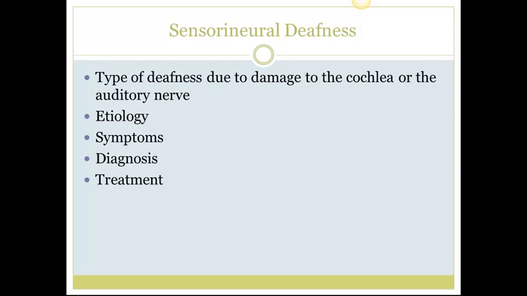Symptoms: gradual hearing loss. Diagnosis is audiometry. Treatment is hearing aids or cochlear implant if insurance will cover.